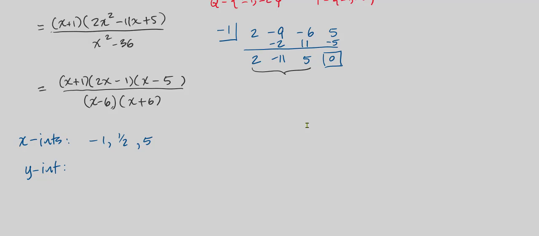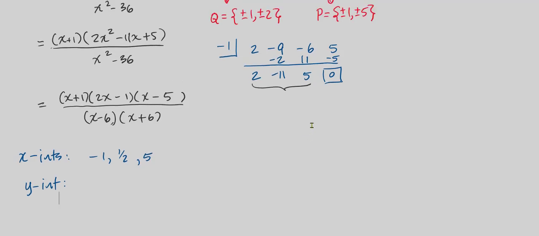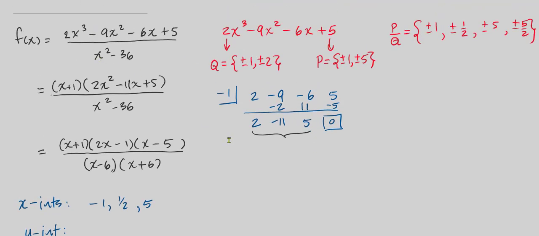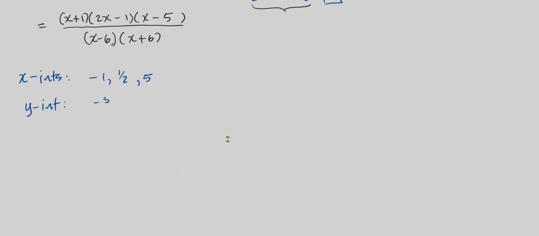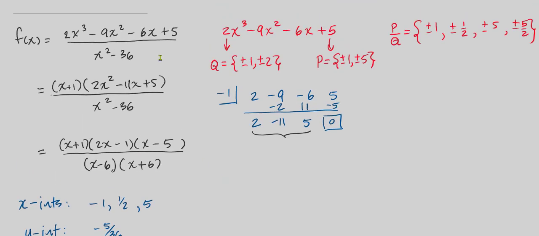The y-intercept is found by substituting in x equals 0. And if we substitute in x equals 0, we get -5 over 36. Our vertical asymptotes are where the denominator is 0, as long as the numerator is not simultaneously 0. We also notice that the numerator has one higher degree than the denominator, and so we know there is a slanted asymptote, and that slant asymptote is found by doing long division.